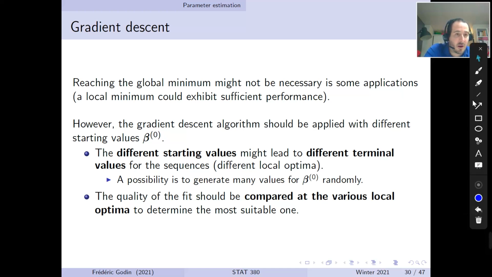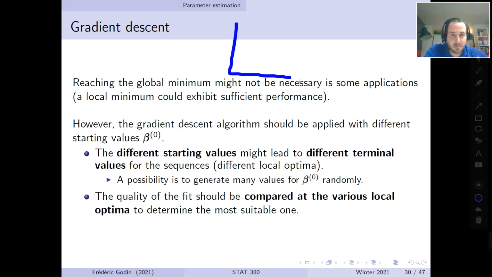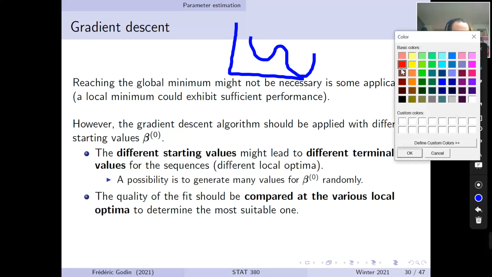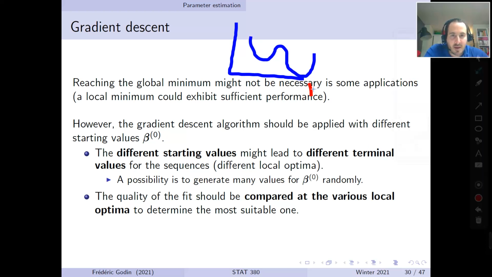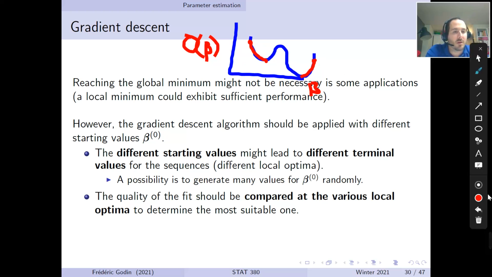Okay, so let's go back to our example where, let's say, we were trying to optimize this. Here, something like this. So this is beta, and this is the objective function of beta. If you start with beta here and you do steepest gradient descent, then you'd probably end up here. But if you started here instead, then you would have converged to the global maximum.